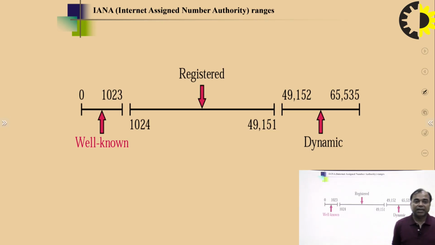Next and last is the dynamic port. The dynamic port range is from 49152, after the registered port numbers, to 65535. Dynamic ports are basically private port numbers. If anyone wants their process, their system or their application to have some port number, they apply this port number, and the range is 49152 to 65535. Clear?